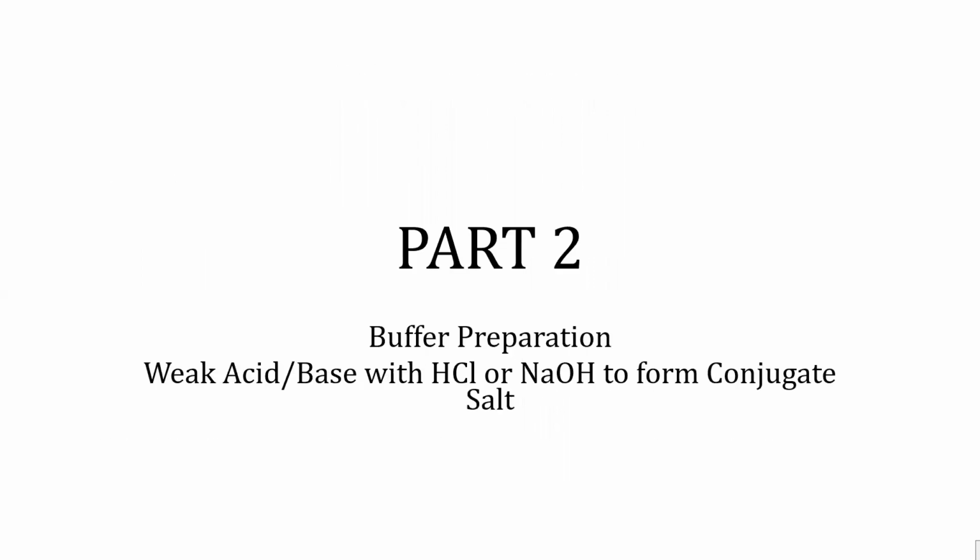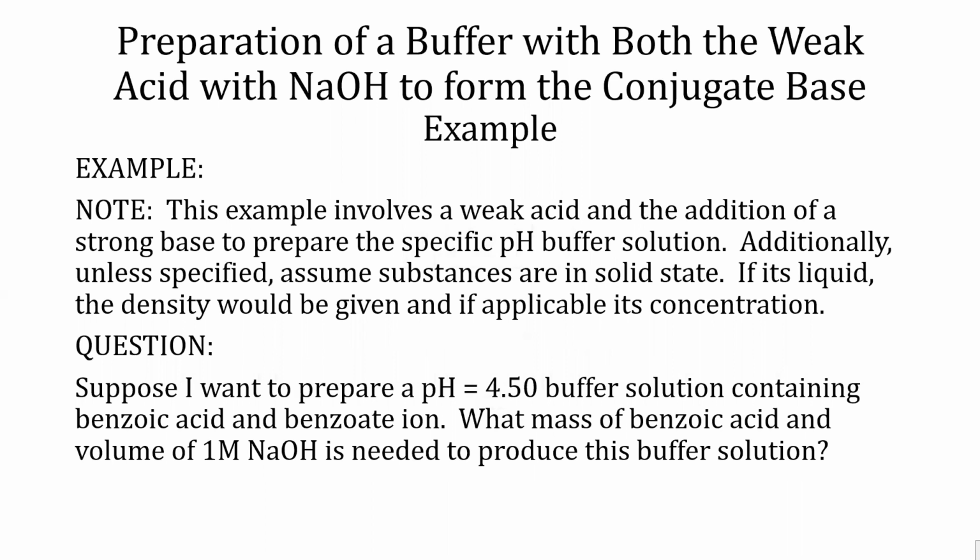Part 2, buffer preparation. Weak acid or base with HCl or NaOH to form conjugate salt. This example involves a weak acid and the addition of a strong base to prepare the specific buffer solution. The question is, suppose I want to prepare a pH equals 4.50 buffer solution containing benzoic acid and benzoate ion. What mass of benzoic acid and volume of 1 M NaOH is needed to produce this buffer solution?